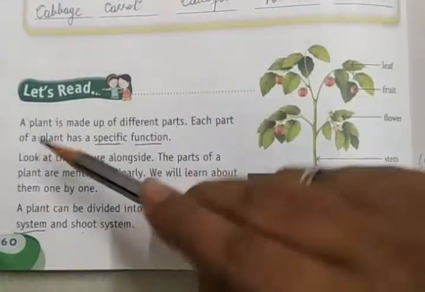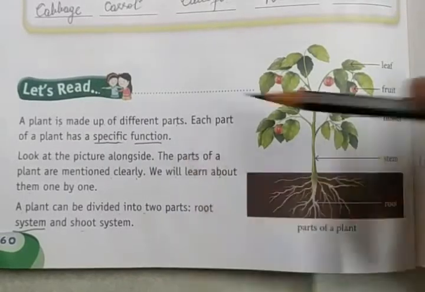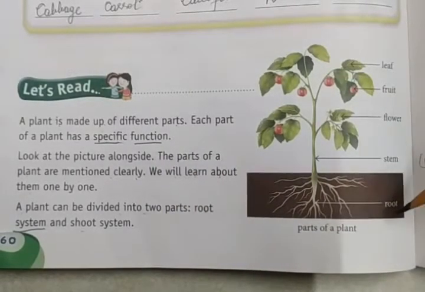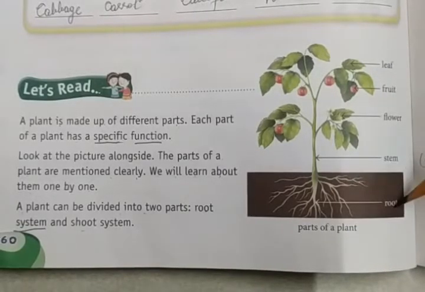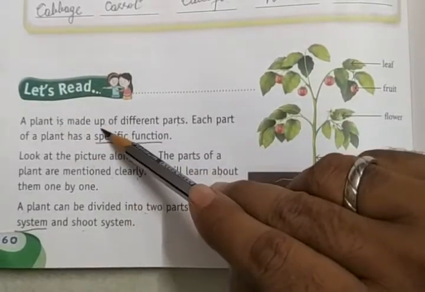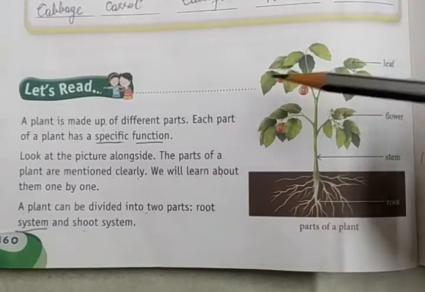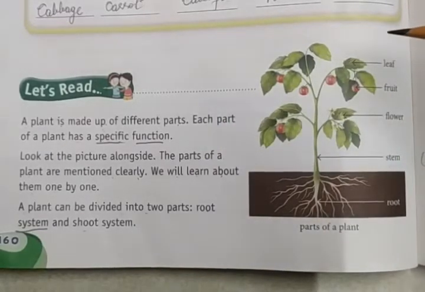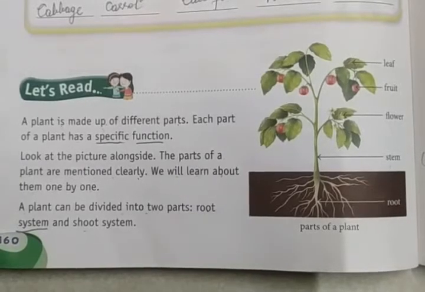Let's read. A plant is made of different parts: root, stem, flower, fruit, leaf. Right? A plant is made up of different parts. Each part of a plant has a specific function. Leaf has its function, flower has its own function, fruit has its own function, stem has its own function, and roots have their own functions. Let us learn in detail.